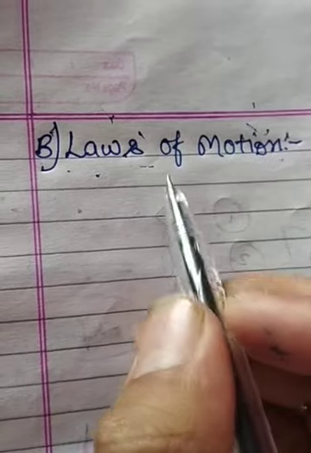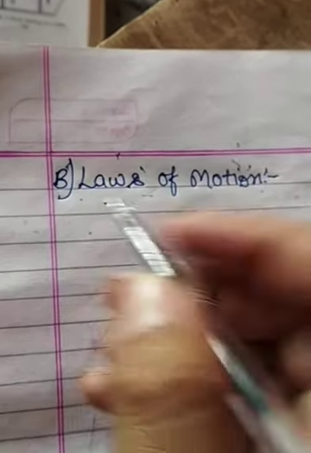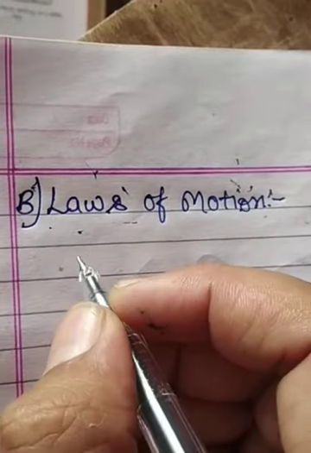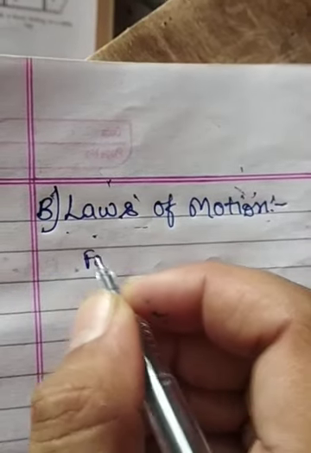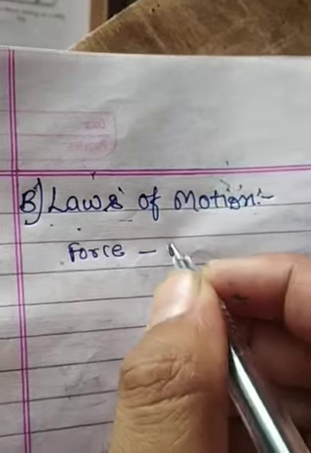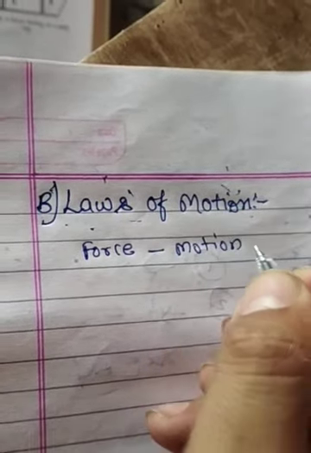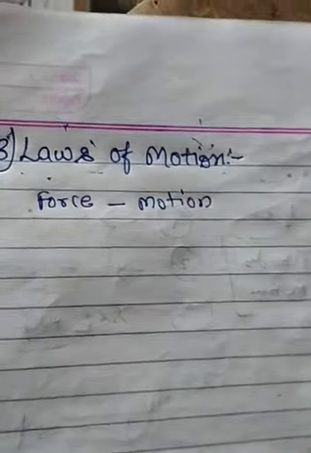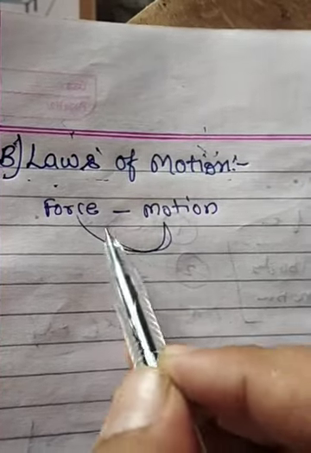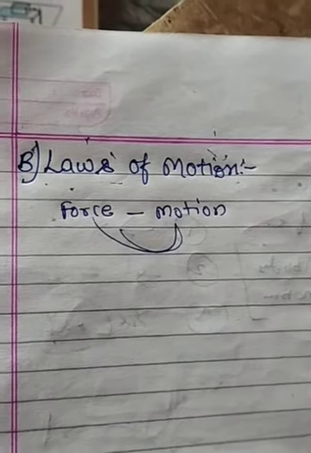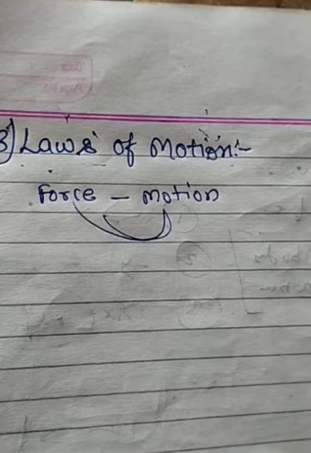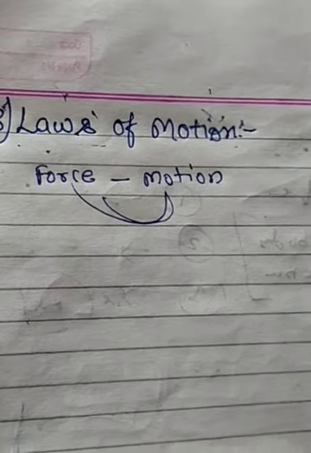For making this body move, we need some external force. So the correlation between force and motion explained by the Greek philosopher was totally wrong. For making anything move, is there a requirement of force or not?